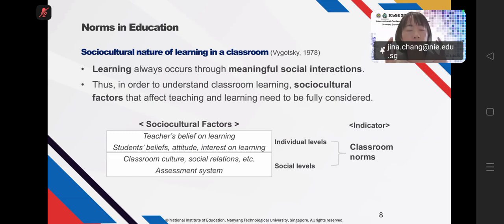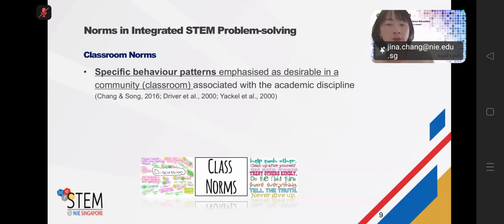For example, teachers' beliefs about learning, and students' beliefs, attitudes, and interest in learning can influence their learning at the individual level. At the same time, classroom culture or environment, social relationships between students, and even the assessment system can influence student learning at the social level. And the perspective of norms can capture these two different levels of factors, individual and social, together to find the features of student learning.